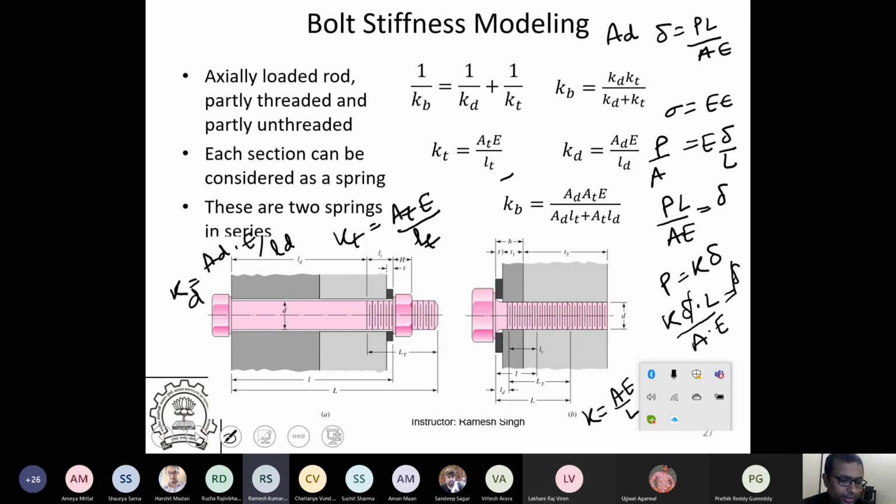Now I can find out KB is equal to KD times KT over KD plus KT, because it's in series, right? So you could see that KB, the actual bolt stiffness, is a function of AD, AT, and the material. So basically the diameter, threaded and unthreaded, the stiffness of the material, and the length of threaded and unthreaded. All these parameters, AD, AT, LD, LT, and E, affect the compliance.